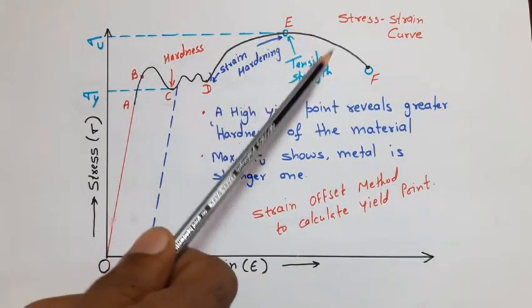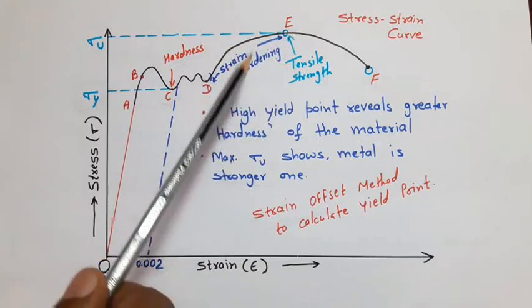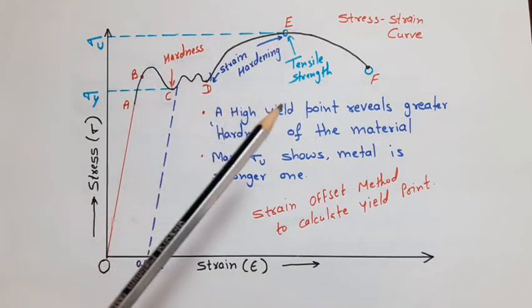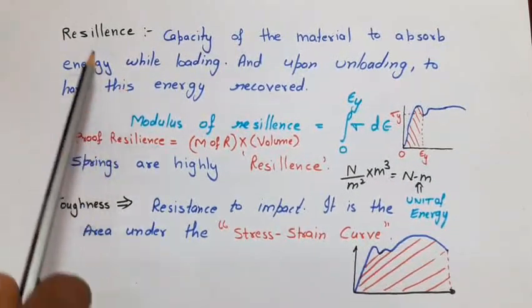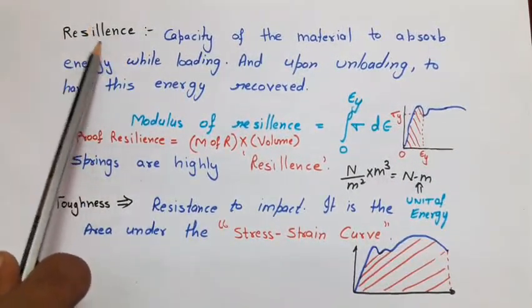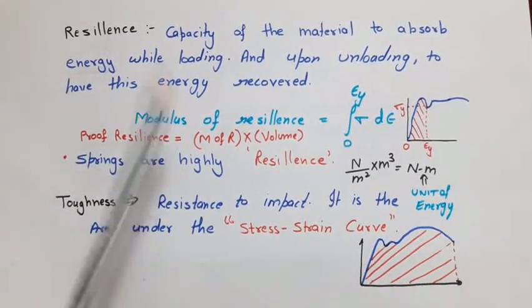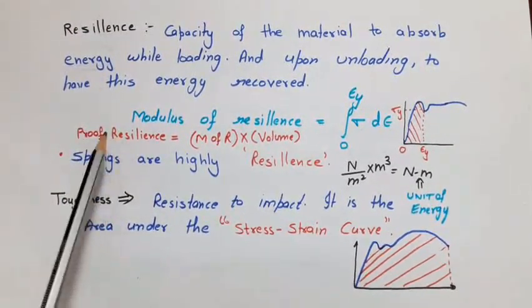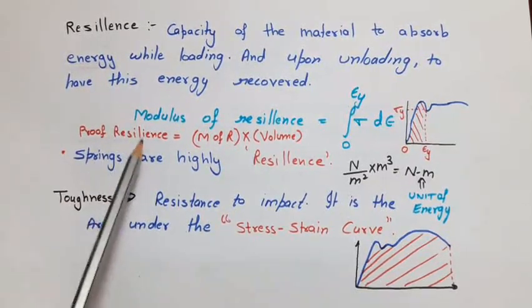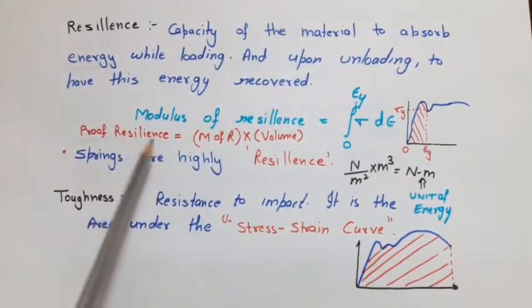After that, in the stress-strain curve, we described two more terms, resilience and toughness. Resilience means energy storage in a material. If we load a material, it will store the energy, and on unloading, all the energy will be recovered back. An example of a resilient material is a spring.